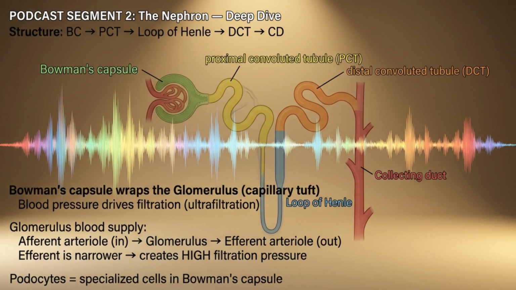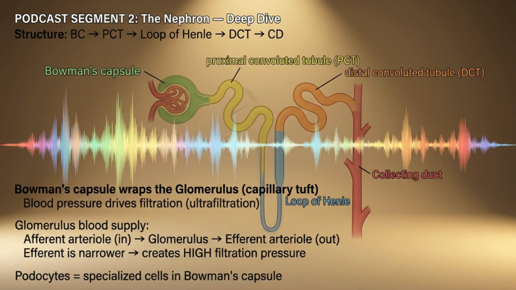You have roughly 1 million of these in each kidney. The structure goes Bowman's capsule, then PCT, then the loop of Henle, then DCT, then the collecting duct. Blood enters the nephron through the afferent arteriole. It's wider. It flows into the glomerulus, which is a knot of capillaries inside Bowman's capsule. Blood exits through the efferent arteriole, narrower. That difference in width is what creates high hydrostatic pressure inside the glomerulus, forcing small molecules through the filtration membrane into the Bowman's capsule. This is called ultrafiltration.